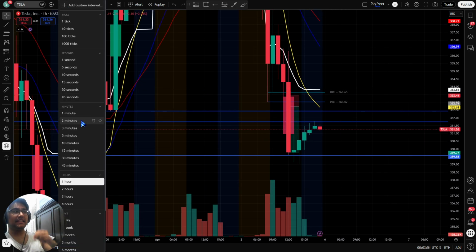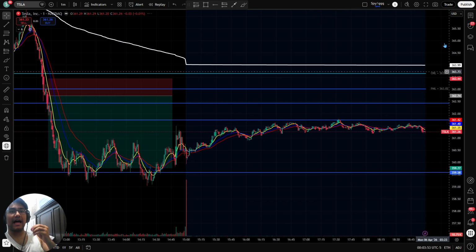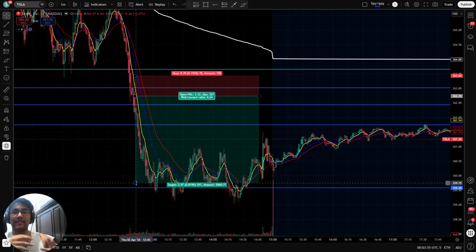Now, this is a key thing that people don't talk about, guys. This is something I realized: you have to also understand what whole numbers are and incorporate them into your trading a lot.